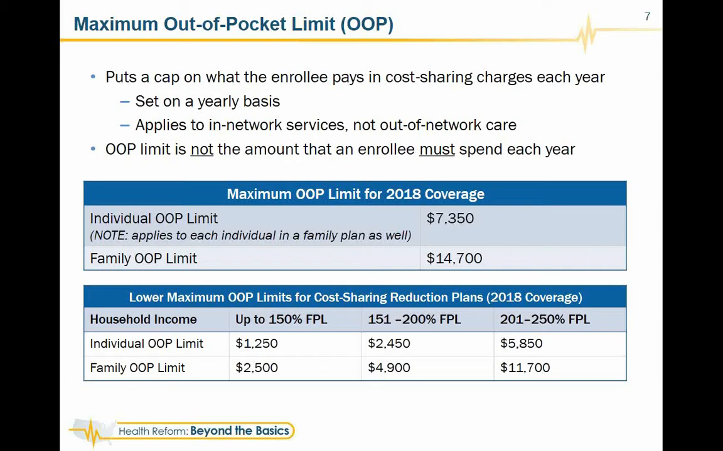And then for lower income people who are eligible for cost sharing reductions, which we're going to talk about a little bit more in a bit, there are lower out-of-pocket limits that are established at the various income levels that you can see at the bottom of the slide. So that's more protection for folks who are at the lower end of the income scale.